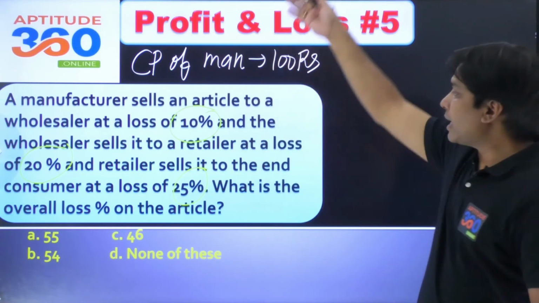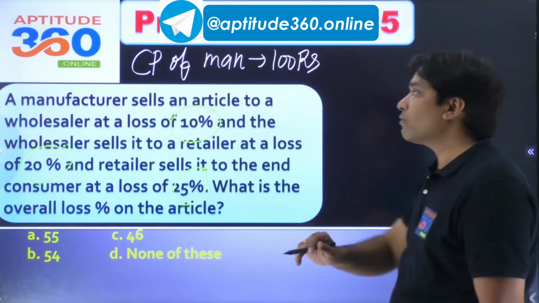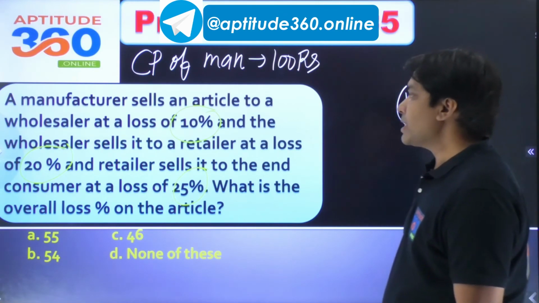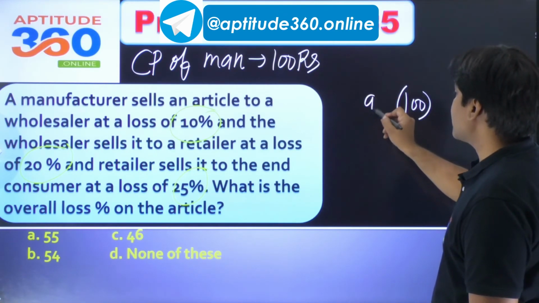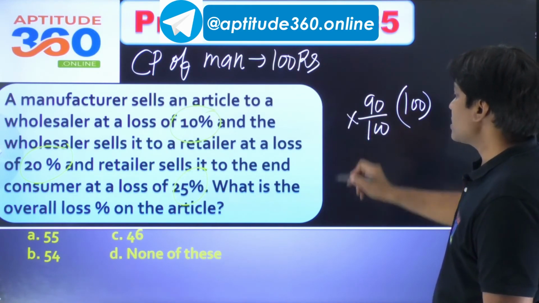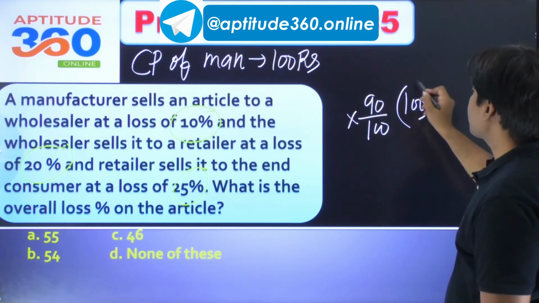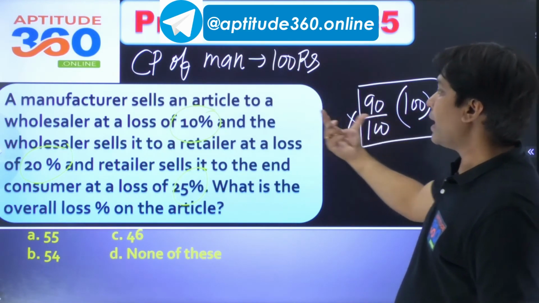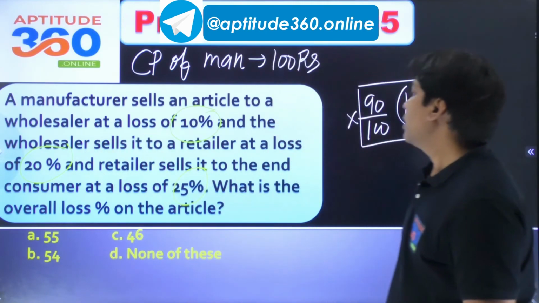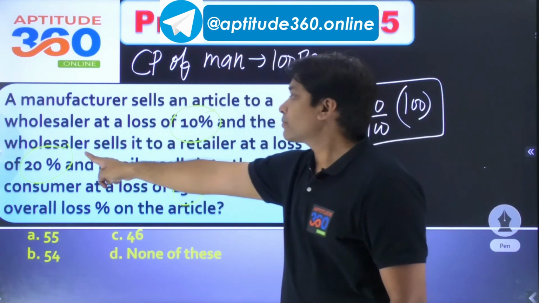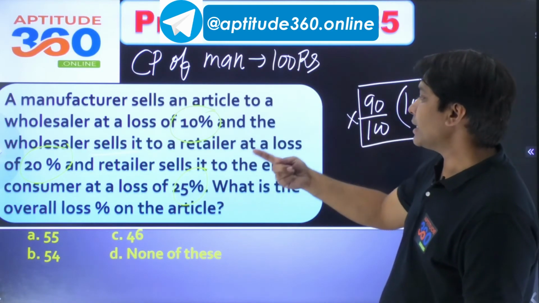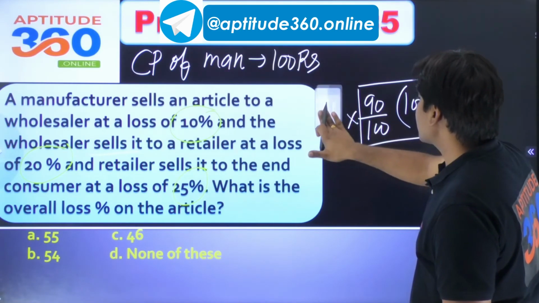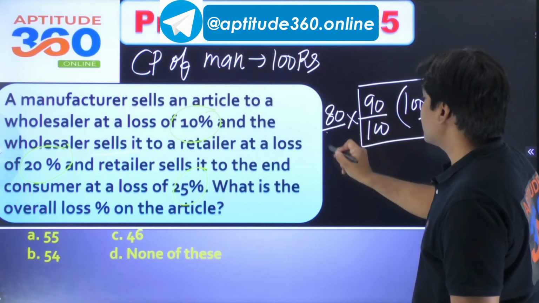Now can you write the entire problem into one line? And what is that one line? That 100, manufacturer is having a loss of 10%, so I will write this as 90 by 100 because it is decreasing by 10%. Now this value is the cost price to the wholesaler, and wholesaler is selling at 20% loss. So what is going to be the value? It is going to be 80 upon 100.